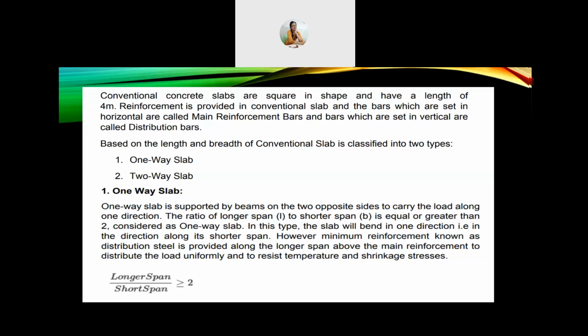So in this type, the slab will bend in one direction, that is, in the direction along the shorter span. However, minimum reinforcement known as distribution steel is provided along the longer span above the main reinforcement to distribute the load uniformly and to resist temperature and shrinkage stresses. So the formula for one-way slab is longer span divided by shorter span, l by b, is always greater than or equal to 2.